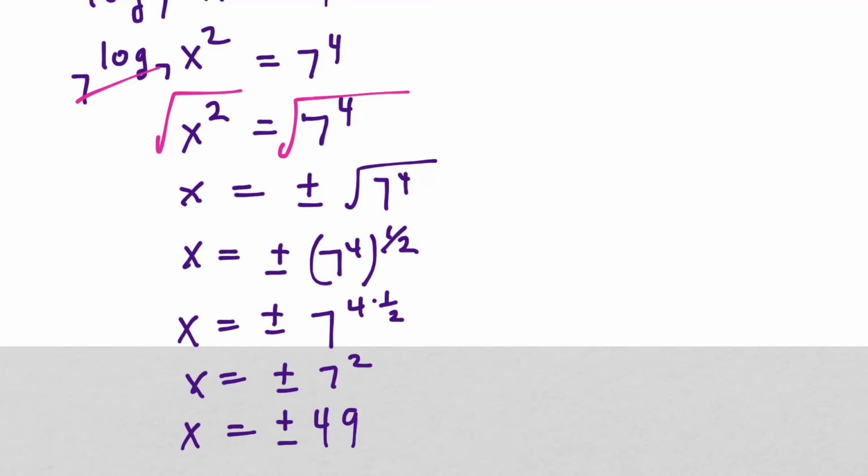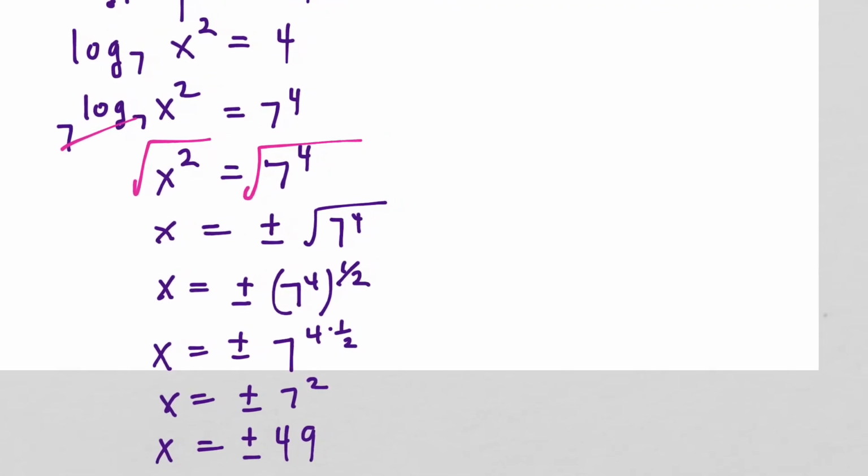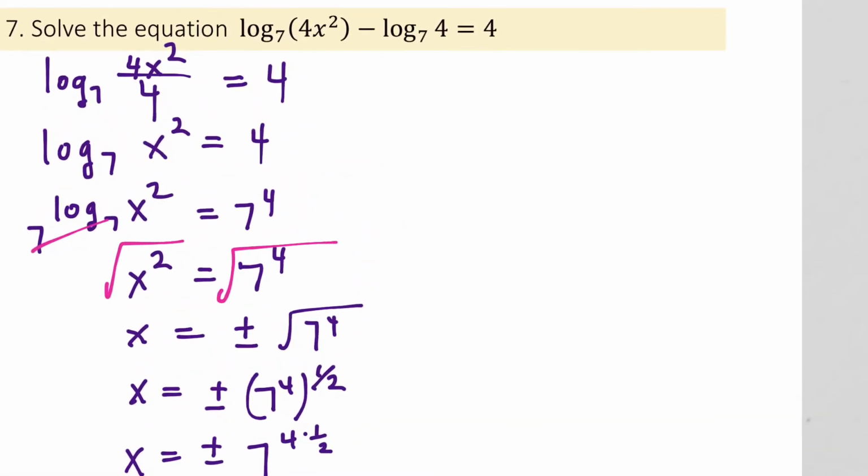Okay, now let's check and see if that negative 49, which is what we're a little concerned about, is in the domain. All right, so looking at the domain here, it's squared, so it shouldn't be a problem. So 4x squared has got to be greater than 0.